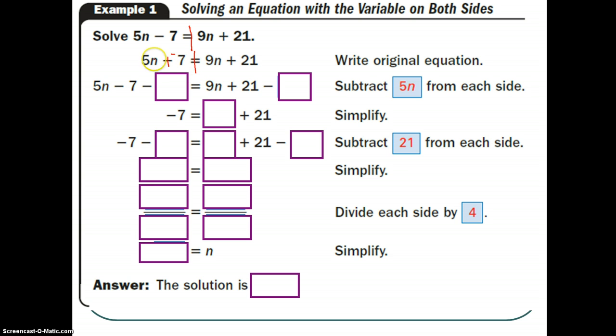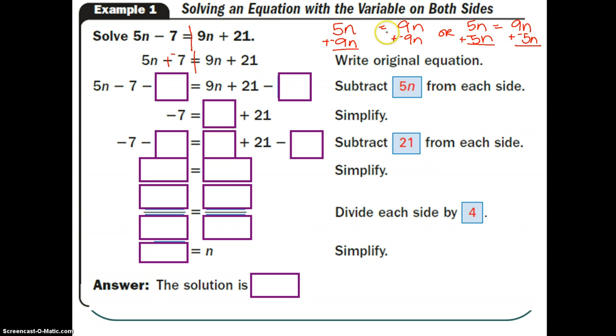Okay, the first thing we need to do is try to get the n's together. So we want to try to move them to one side. You need to think about what would make more sense. Would it make more sense to add the opposite of negative 9n to both sides? Or would it make more sense to add the opposite of 5n to both sides?